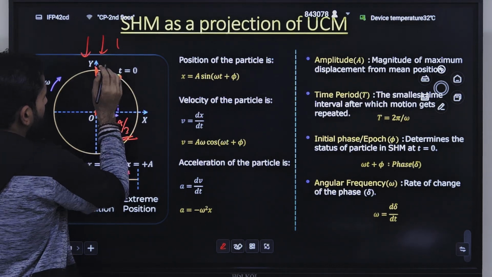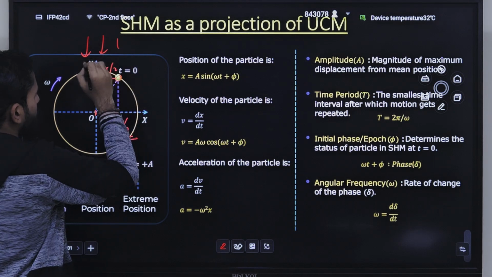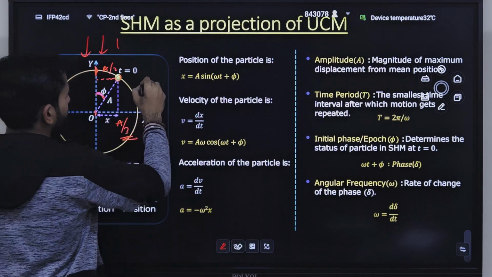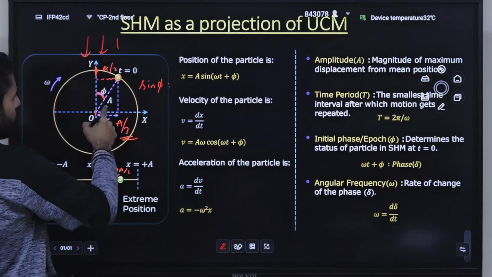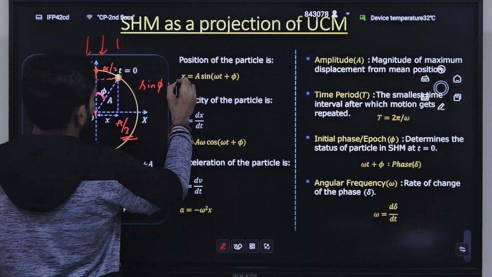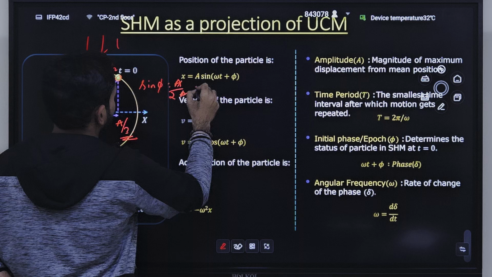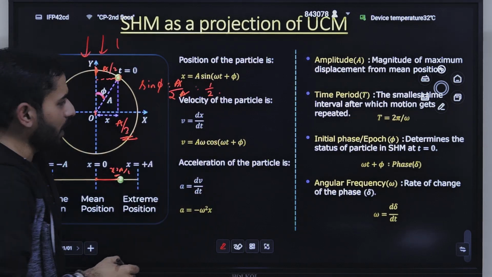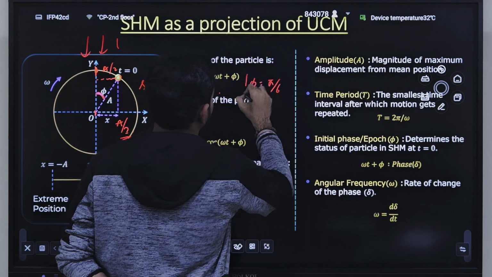See how you can calculate. What can I say about this distance? This distance is nothing but a by 2. This radius is a, because this complete distance is also a. What can you define for sine of phi? Perpendicular upon hypotenuse. So this is phi, that means the perpendicular will be a by 2, and the hypotenuse is a. That means sine phi is equal to half. That means phi can be written as pi by 6.